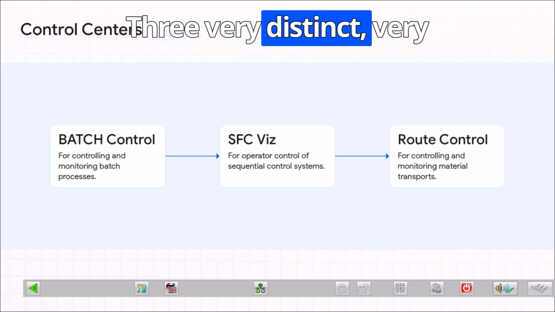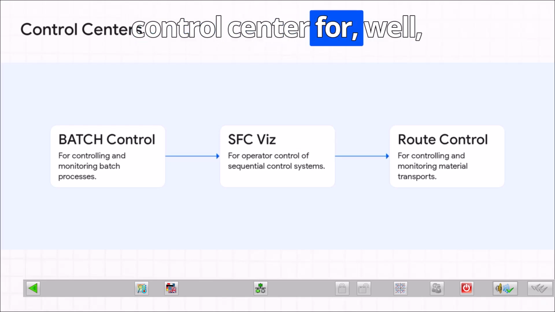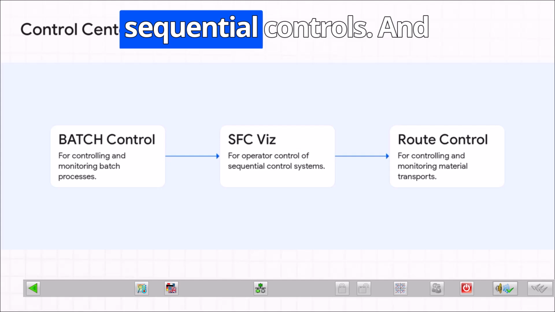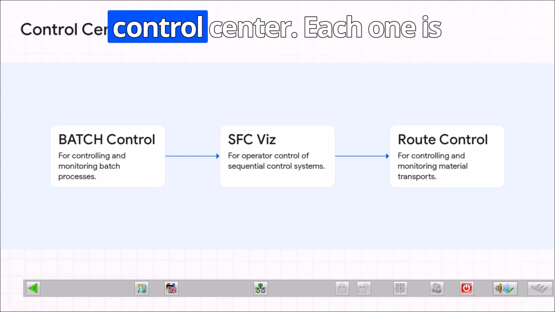Three very distinct, very powerful control centers. You've got the batch control center for batch processes. You've got SFC Visualization for sequential controls. And for managing how materials move around, you've got the route control center.